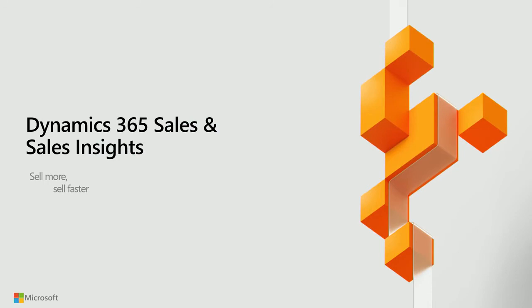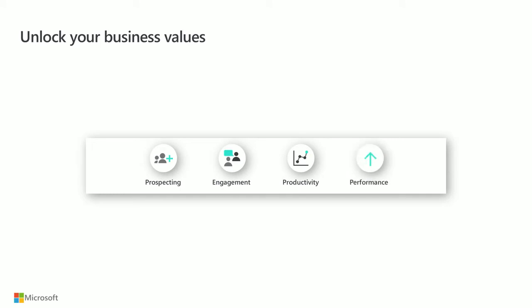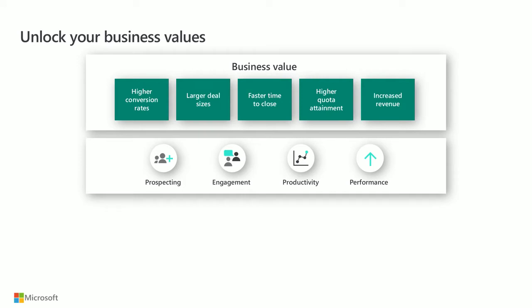So let's jump right into Sales and Sales Insights. When we look at sales, there are 4 key areas that we are trying to help our sellers with. The first one is prospecting: how can they be better at reaching out to their customers, finding that new opportunity, that new lead? How can they better engage with them? How can communication be improved? How does collaboration or productivity internally work better? And how can we make sure that they reach their quota? How do we measure and improve performance in general? Once we understand how we can address these 4 areas from a tools perspective, we are able to unlock business values such as higher conversion rates, larger deal sizes, and so on. So the question is now, how do we do that?